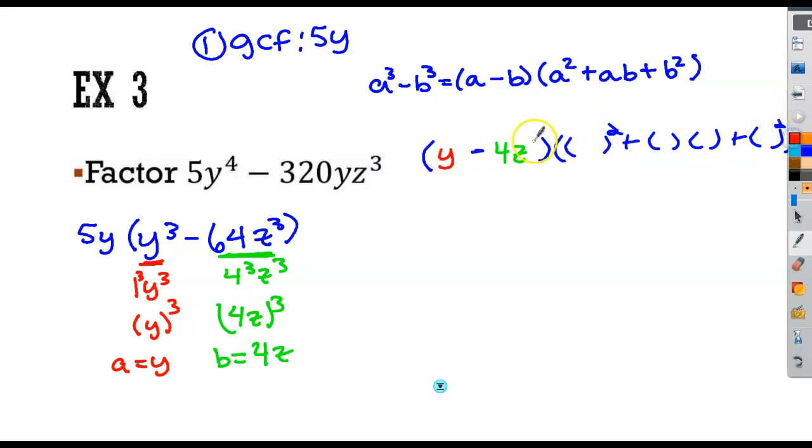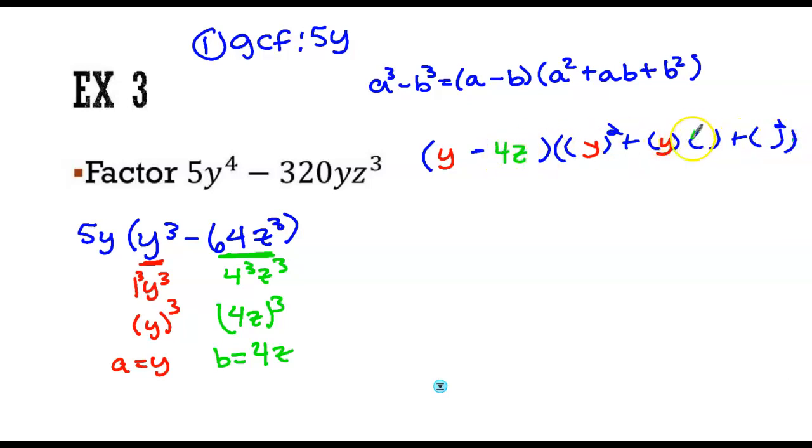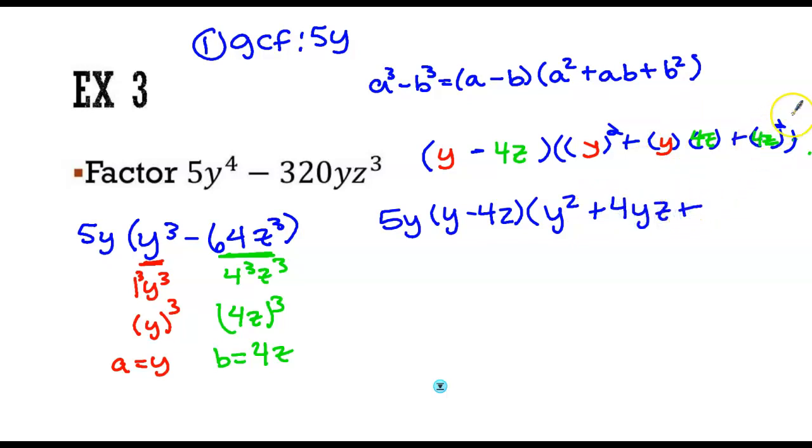So let's see. A squared is y squared. Then I have a y, and then B is 4z, 4z. All right, all I'm going to do is clean it up a little bit and not forget my 5y that was in the beginning. So I have 5y, y minus 4z, y squared plus 4yz plus 4 squared, z squared is 16z squared. There's my final answer.